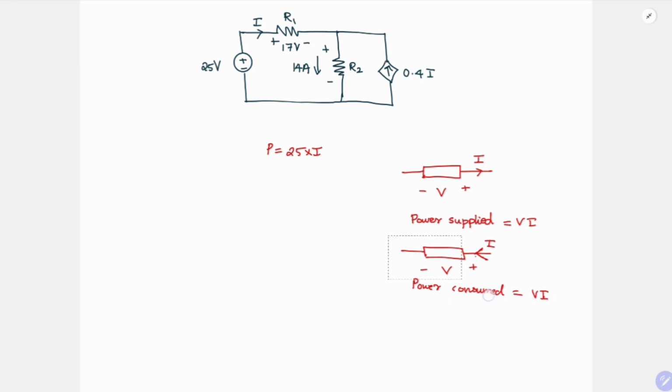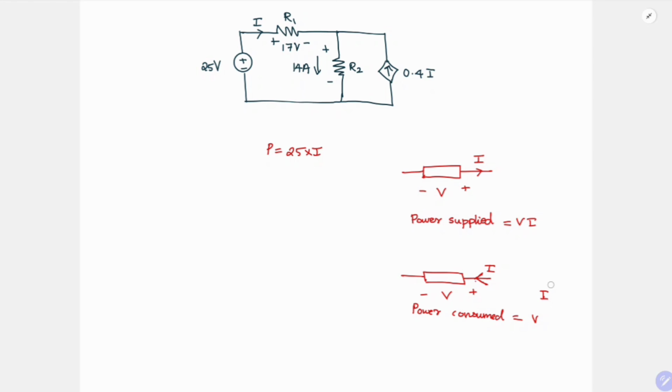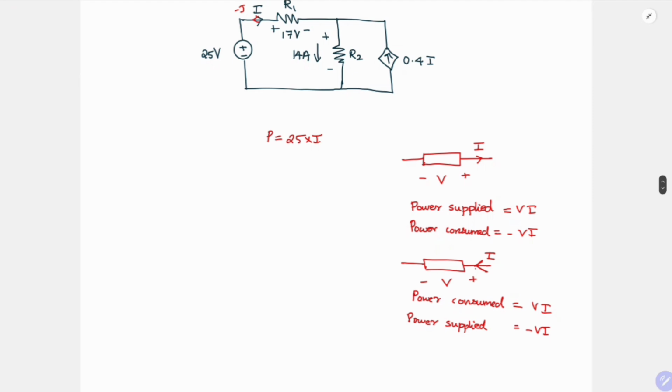So here in this case, what is your power consumed? It will be minus VI. Similarly here, power supplied will be minus VI. So you can just take one convention. Even if this I is coming into the circuit, you can follow this convention. Stick to one convention, and depending on your arrow marks you can just turn. So if this is plus I in this direction, it will be minus I, so that you are not confused with both conventions.